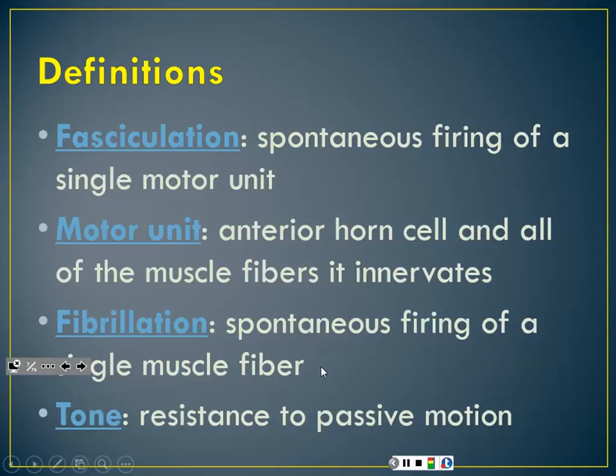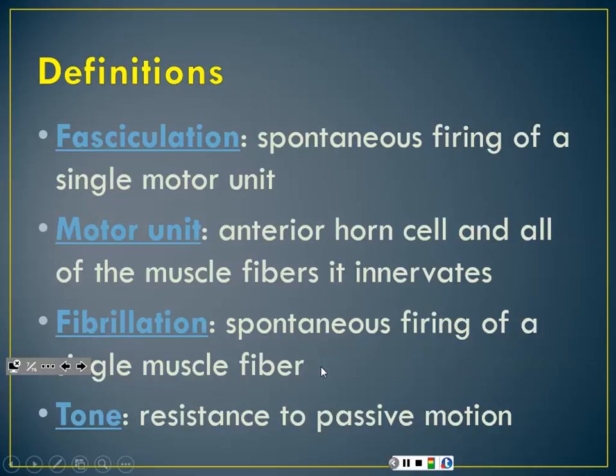In lower motor neuron processes, when you have destruction of neurotissue, you get spontaneous firing of that motor unit. And that's what we call a fasciculation. Now, you can see fasciculations under the skin of muscle. I'm going to show you one here in a minute.